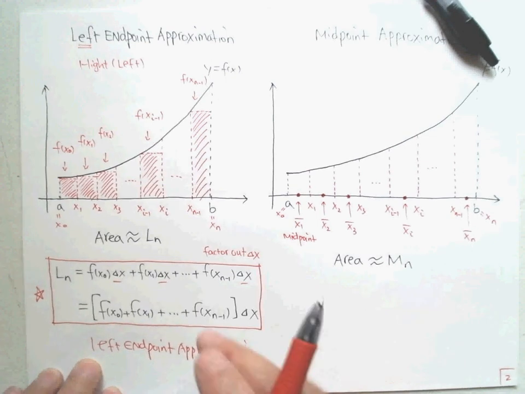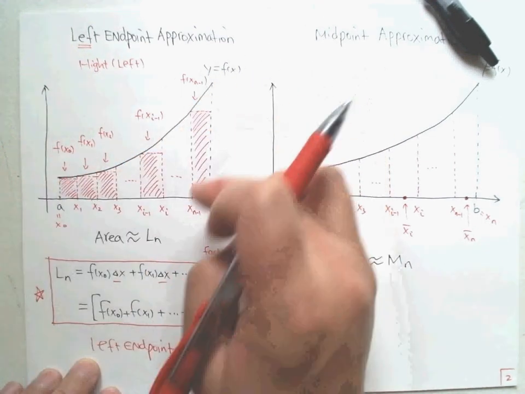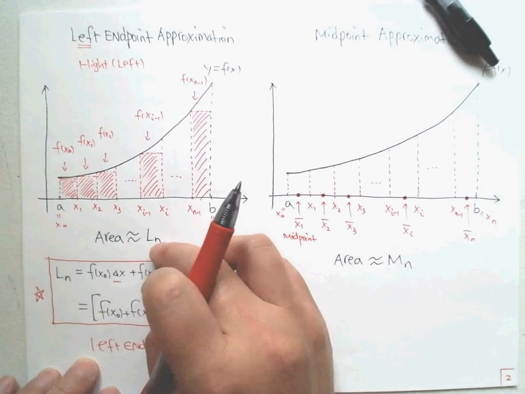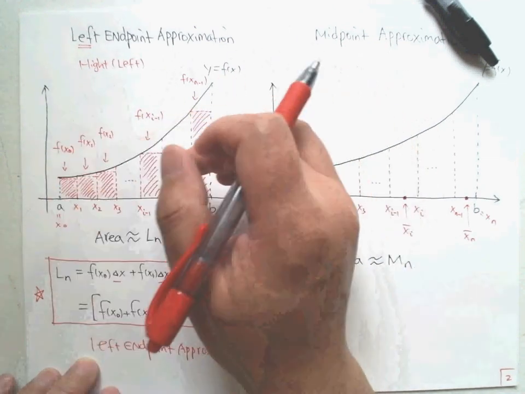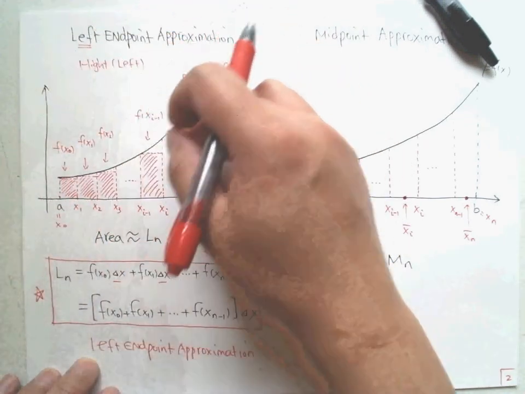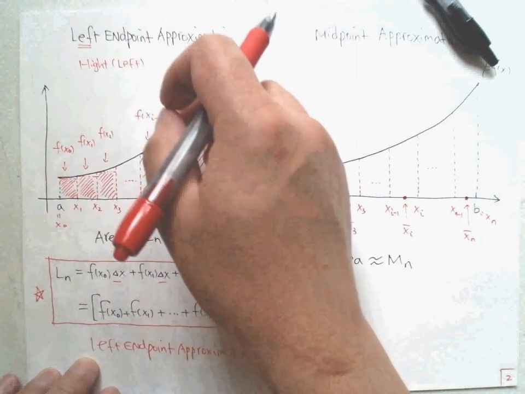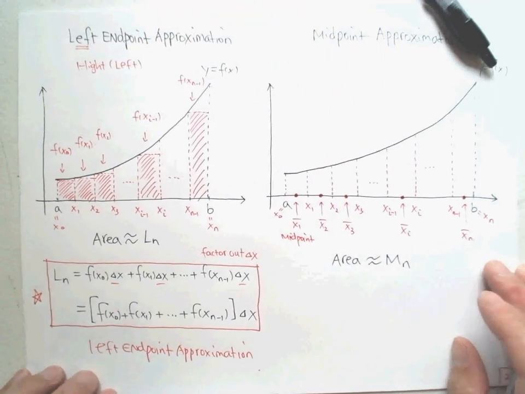Okay. And of course, this approximation, we can see L_n is less than the area, right? So L_n is underestimated. This time it is underestimated, but not always. It depends on the graph. The graph sometimes goes up, sometimes goes down, or sometimes it's not like this. Okay, it depends on the graph.